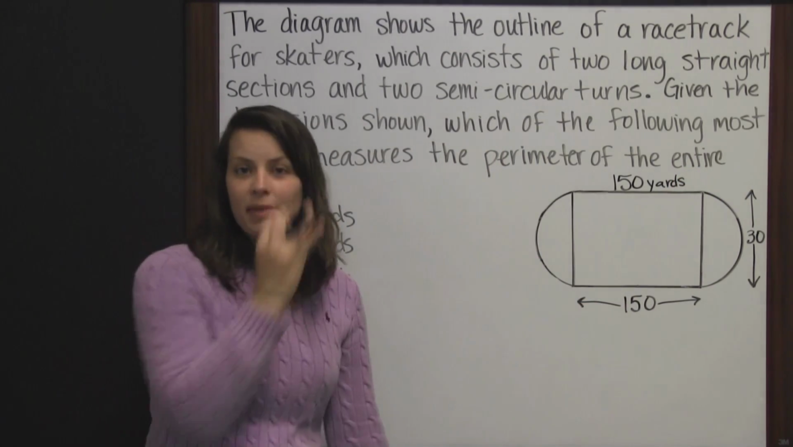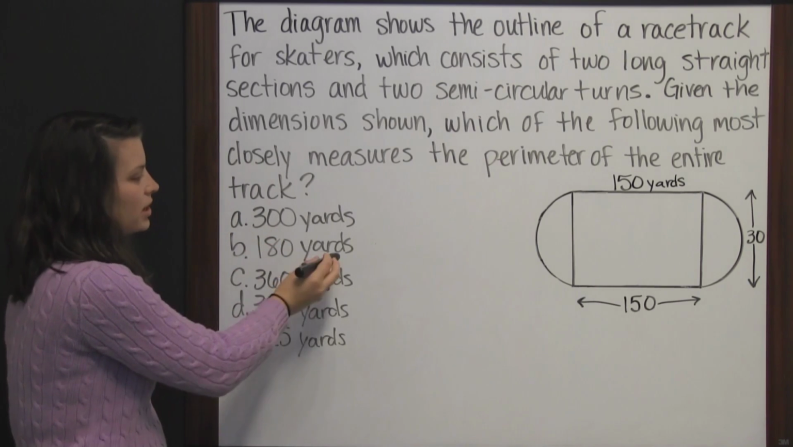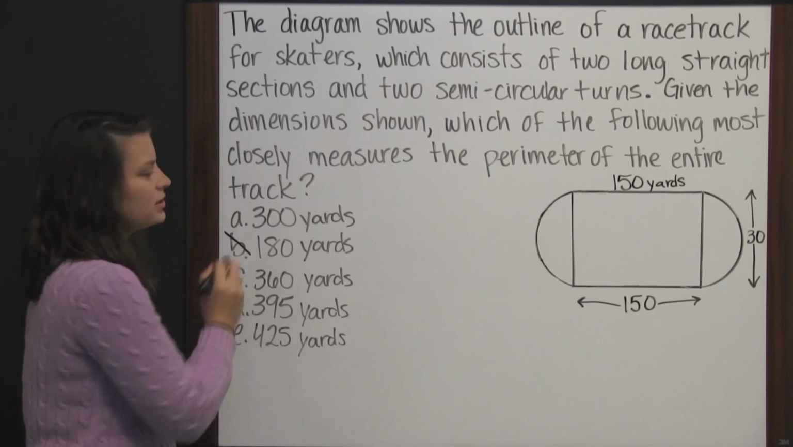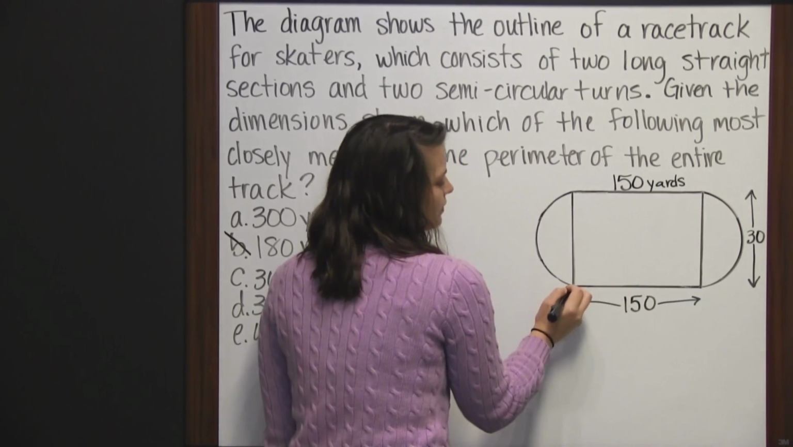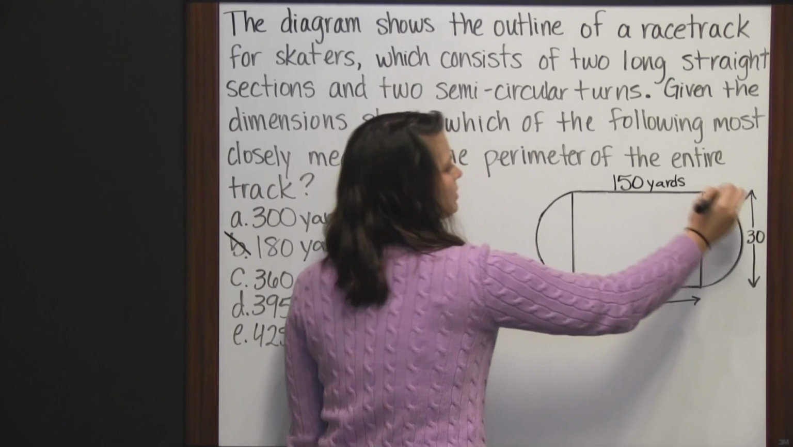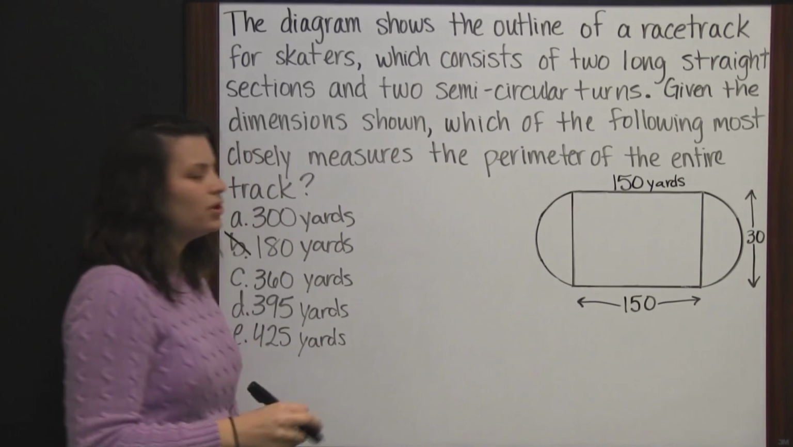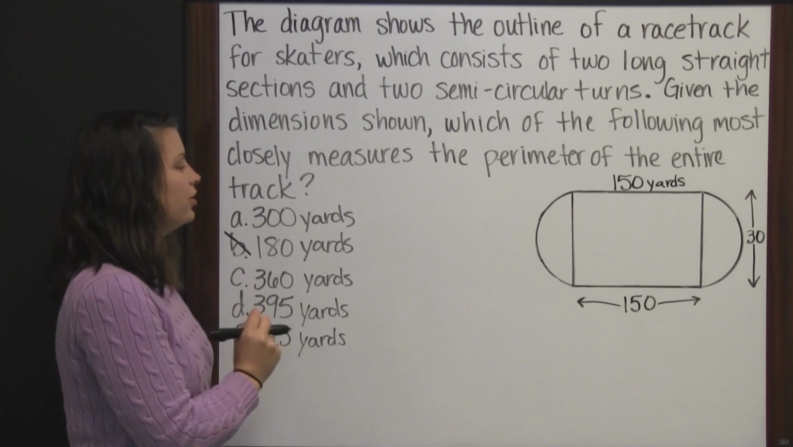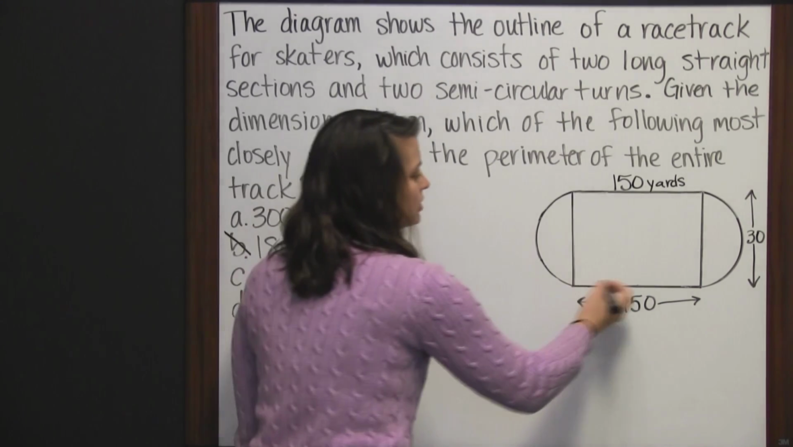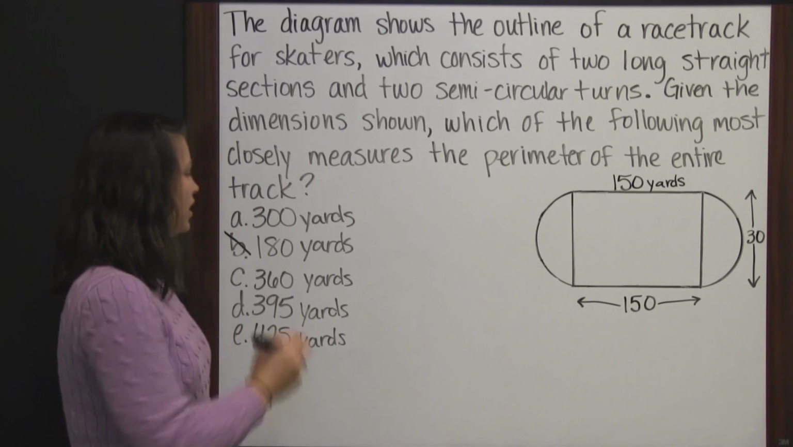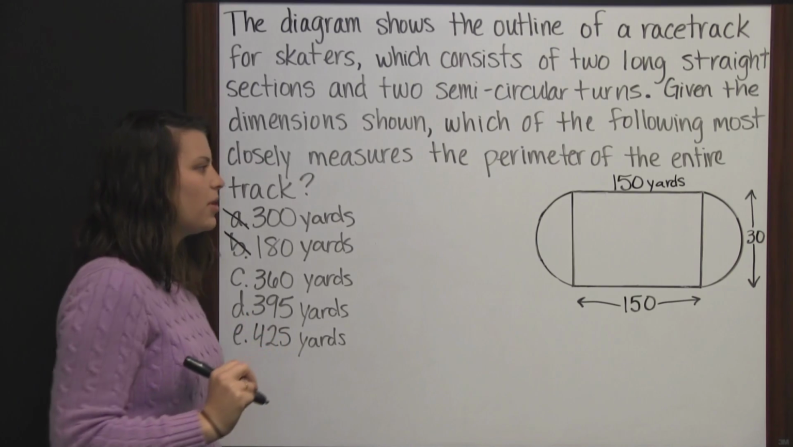And actually, just from that amount of information, we can already start eliminating some answers. I know that 180 yards is definitely not enough because I've got 150 and 150. So we're going to have to skate this 150, skate some more, skate another 150, and skate some more. So we know we're already over 180 yards. We also know it's going to be more than 300 yards because just the two straight sections are 300 yards. So we can already eliminate that answer choice. And we're down to these three possibilities.